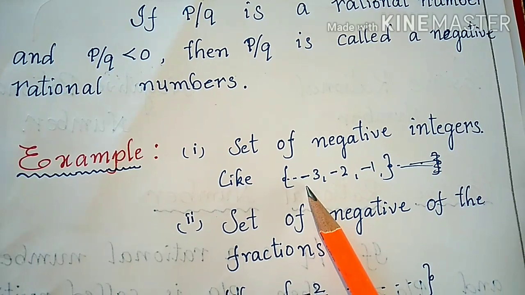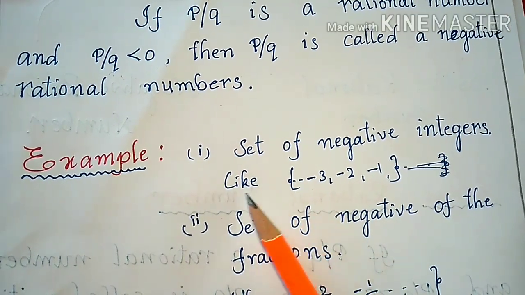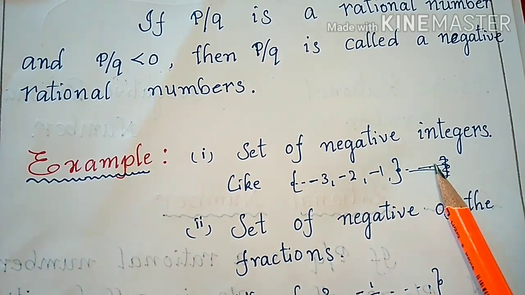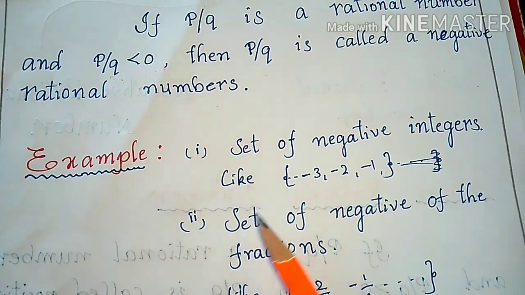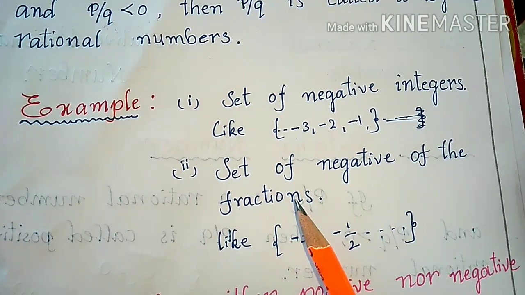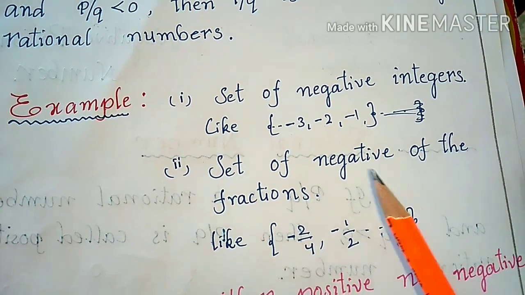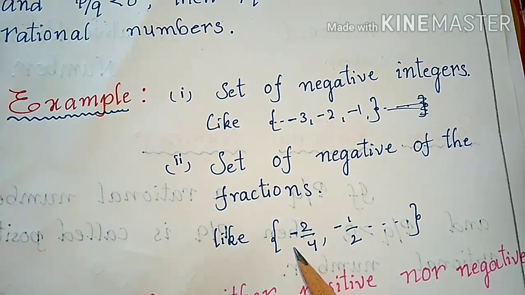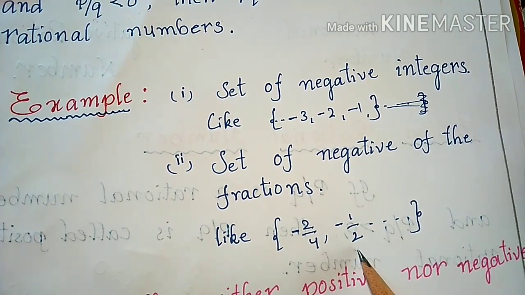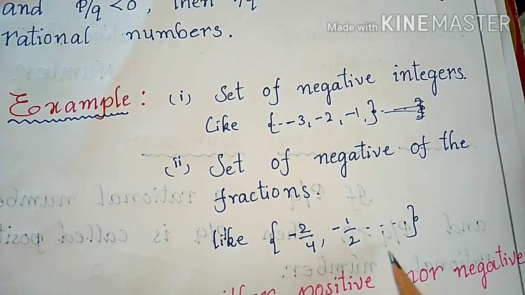Set of -3, -2, -1 and so on. So the remaining 0, 1, 2 are positive values. Okay. Next, the second example: set of negative fractions, like -1 by 2, -2 by 4 and -1 by 2, like this only. Okay.